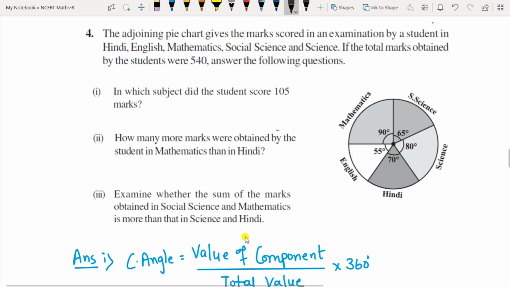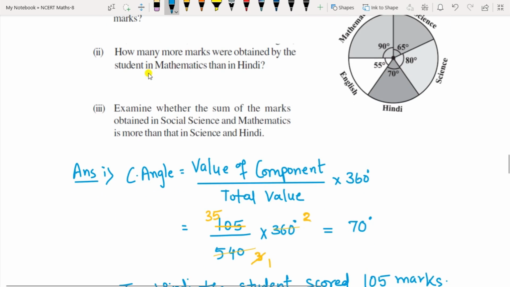Fourth question is, now here in the pie chart given adjacent, a student's marks in Hindi, English, Maths, Social and Science have been given here. Marks in the form of degrees have been given, and total marks obtained by the student were 540. Now, in which subject did he score 105 marks? Here they have given the degrees, not the marks. So you have to find how many marks he scored in that particular subject.